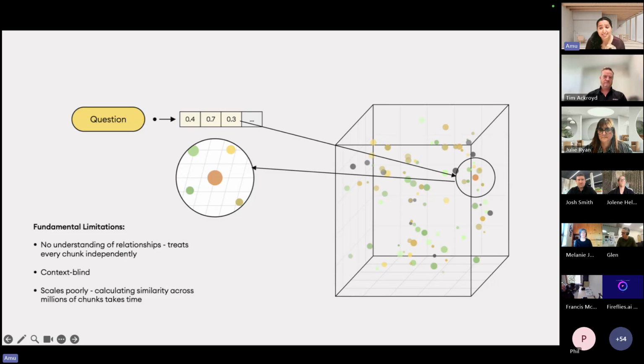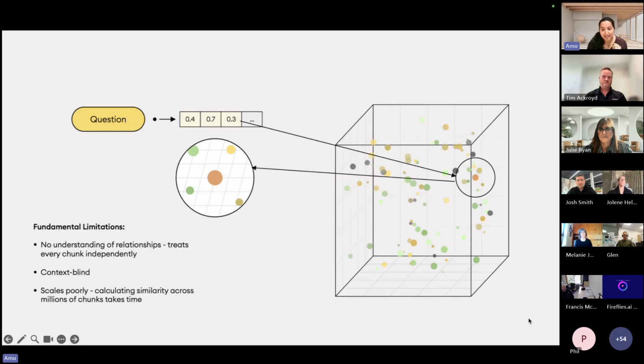Now, this is an extremely successful model. However, general AI using vector search has fundamental limitations. Every chunk is treated independently. There is no understanding of relationships between the chunks. It can be context blind. It cannot understand your domain. And as the knowledge base grows from thousands to millions of documents, the system starts struggling to find the right answers quickly and precisely. So now let's look at GraphRAG.